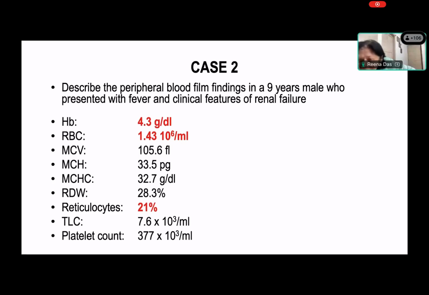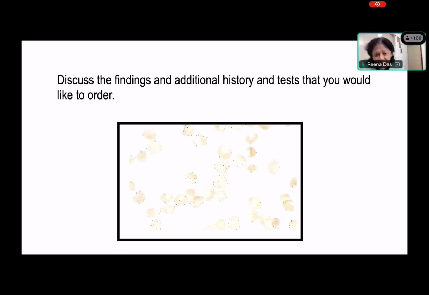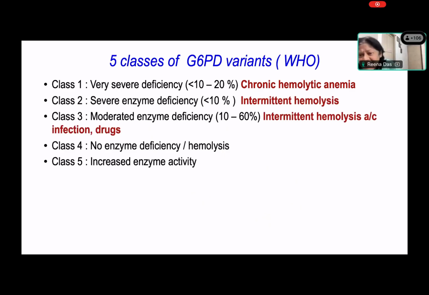So what are you pointing at because of all this history that you're keeping? Ma'am, as the peripheral smear is typically showing bite cells and blister cells, they are pathognomonic of G6PD deficiency. So we will go for the history first. History, and then you can also look for Heinz bodies which may be there. Heinz bodies we can study because we know that G6PD variants can have various different classes.